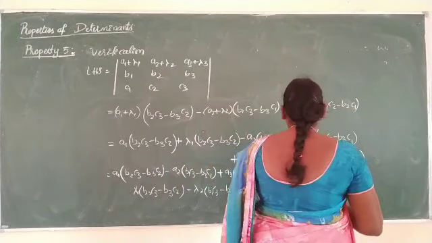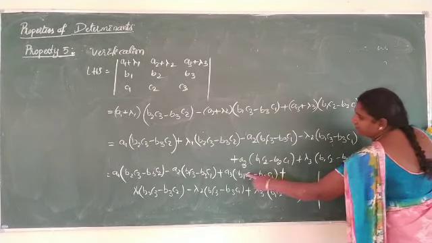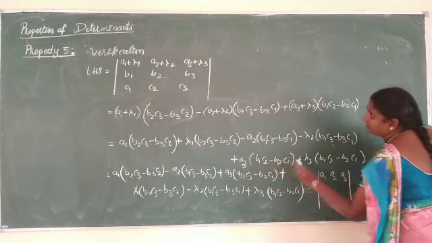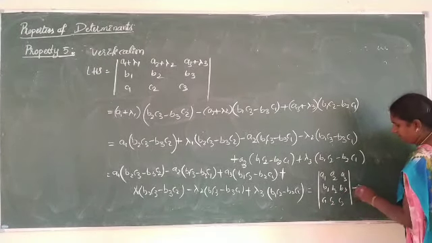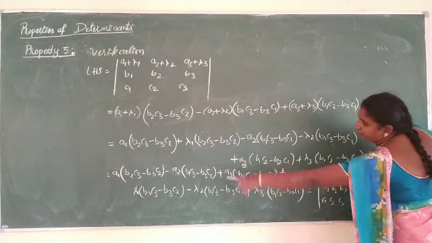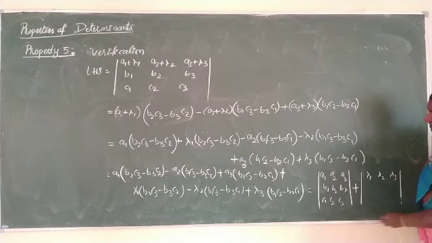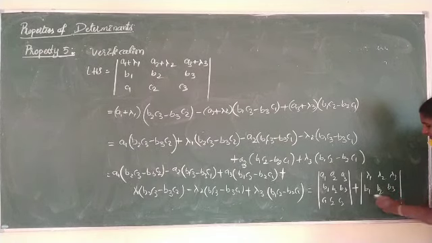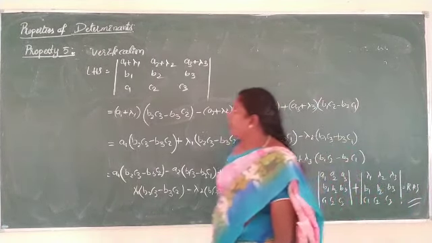Now this expression is nothing but the determinant of: first row A1, A2, A3, second row B1, B2, B3, third row C1, C2, C3, plus the determinant with first row lambda 1, lambda 2, lambda 3. Inside of the bracket you have the combinations of B and C. That's why it's B1, B2, B3, C1, C2, C3. That is our RHS. Like this we can verify this.